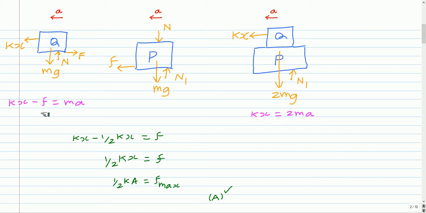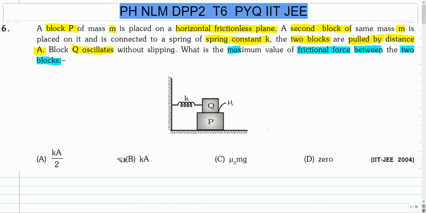From here we get ma as half kx. Taking f to the right side, this becomes kx minus ma, and ma is half kx. So the friction force is half kx, where x is the extension of the spring. The maximum extension of the spring is the amplitude of the oscillation, capital A. So the friction force is maximum when x is maximum, and the maximum value of the friction force is half k into A. So the correct option is option A.